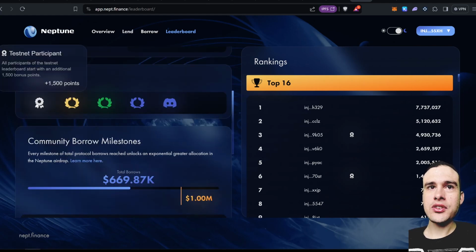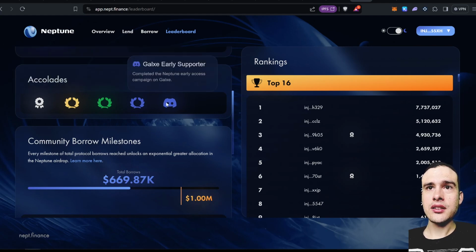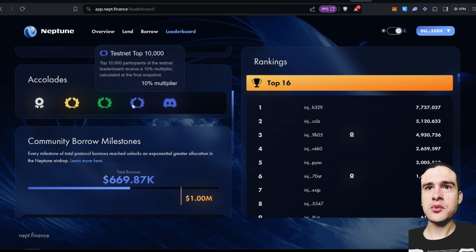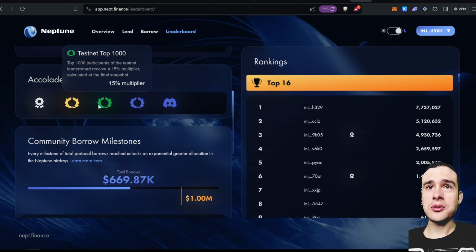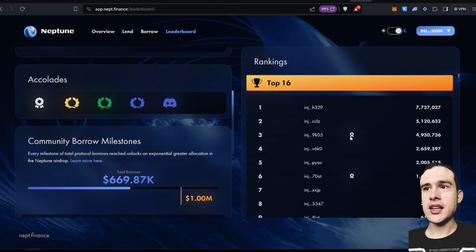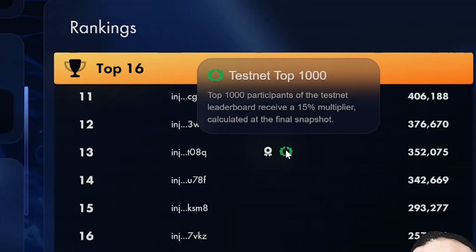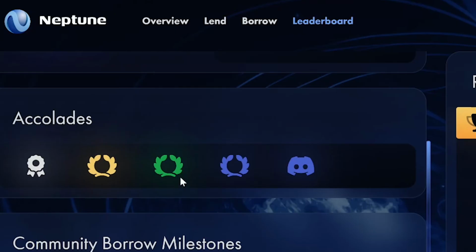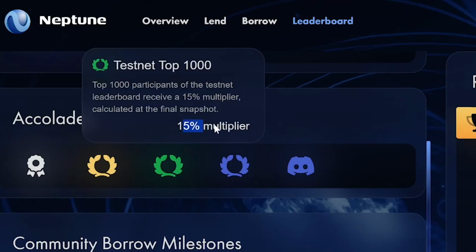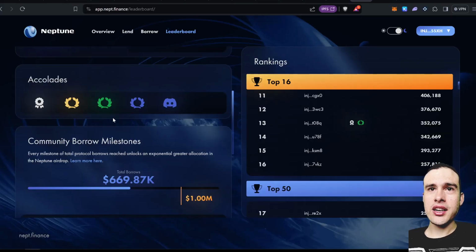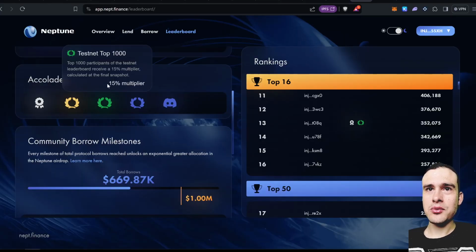There were accolades for using the testnet. I used the testnet, but I don't think I used it early enough. So if you've used the testnet, then you get these accolades, which gives you a multiplier, which I think is a really cool concept, to be honest. You get this accolade, so you can see that this is a one-off 1500 points rather than an ongoing multiplier. This person, for example, has a testnet top 1000, which gave them a 15% multiplier. I wish that I was doing that sooner, but anyway, what can you do, right?